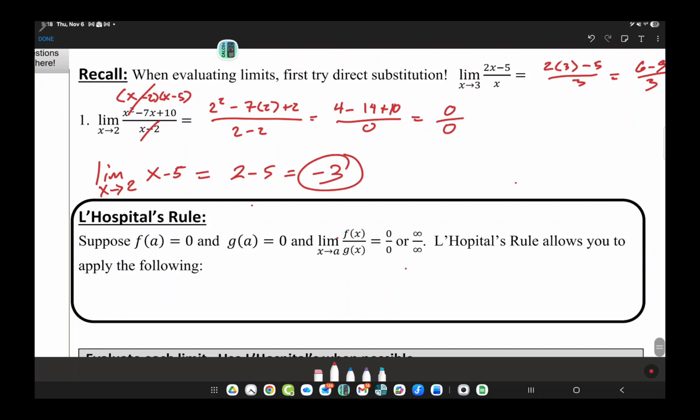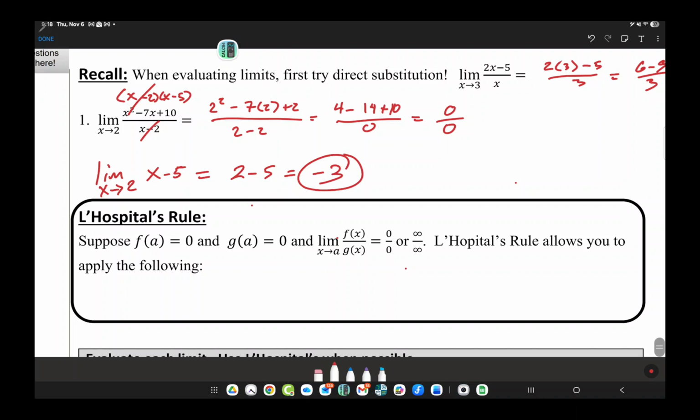We take the limit as x approaches 2 of x minus 5, which gives you 2 minus 5, or negative 3. Anytime we get 0 over 0, we would have to simplify. Now, sometimes it's that easy. Other times we had to rationalize the numerator or denominator, or we had to get rid of the complex fractions. So L'Hopital has found a much easier way to do this.